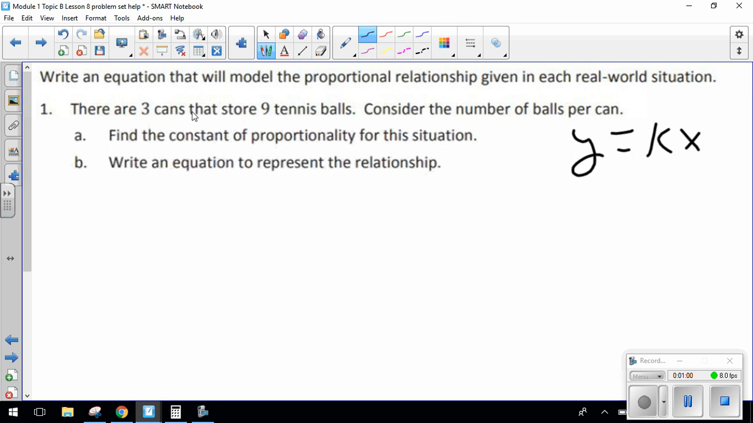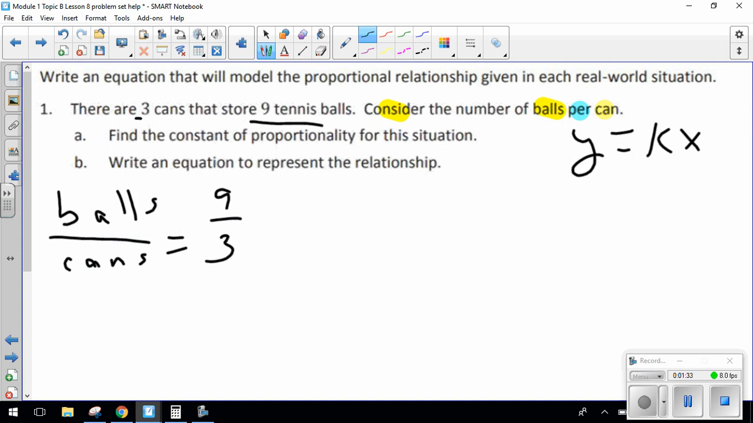So there are 3 cans that store 9 tennis balls. Here's the important part. It says consider the number of balls per can. Okay, so that's how we're going to write our ratio. So let's start. We're doing part A here. We're going to compare balls in cans. So what that means is I have 9 tennis balls right here in 3 cans right here. So this is all of part A.